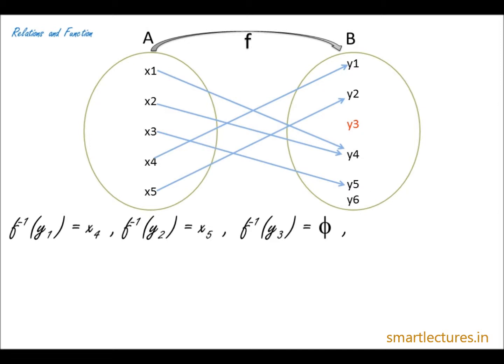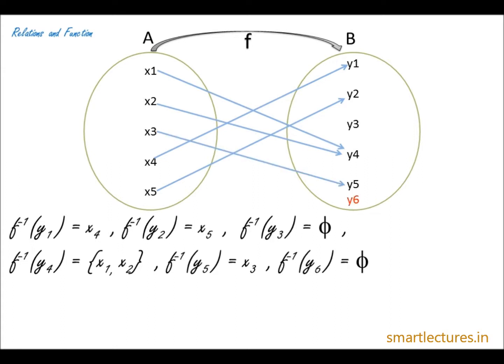And f inverse y4 is equal to, now y4 is associated to two elements in set A, which are x1 and x2. So f inverse y4 is equal to x1 and x2. Similarly, f inverse y5 is equal to x3. And again, y6 is not associated to any element in set A, so f inverse y6 is equal to phi.